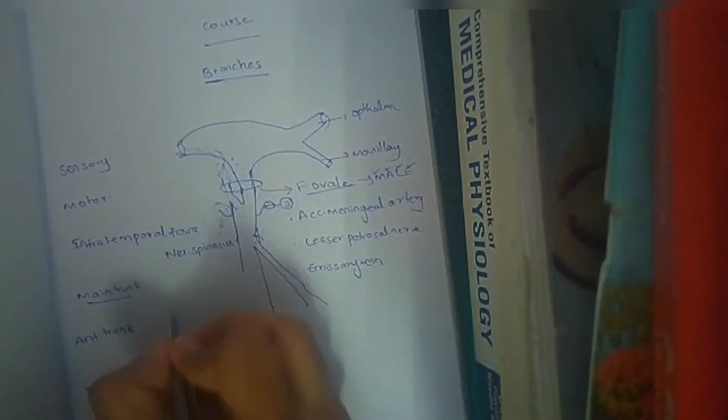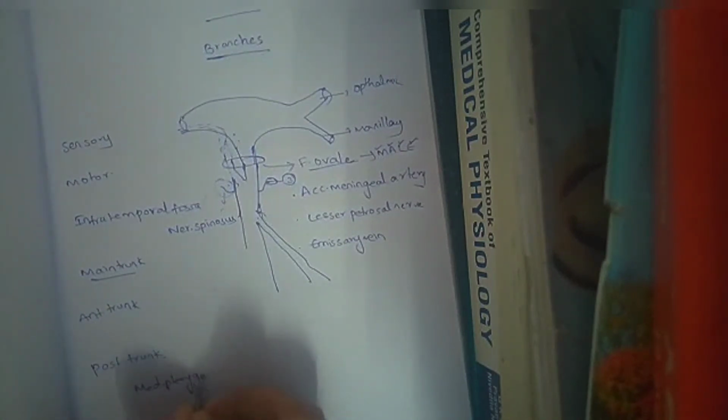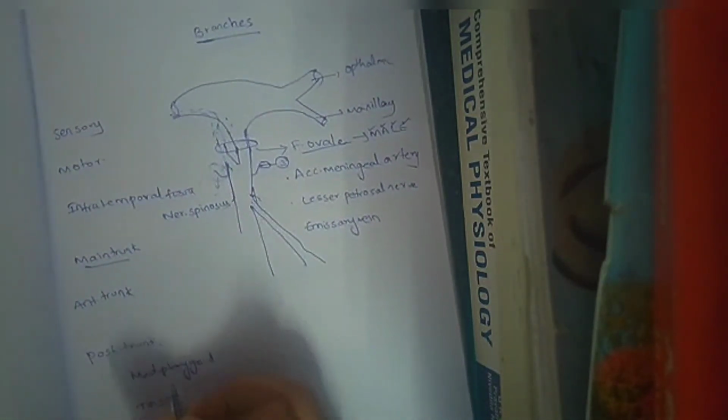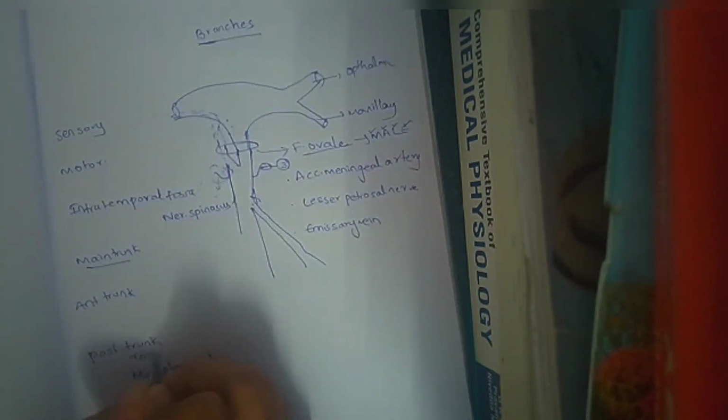These are medial pterygoid, tensor tympani, and tensor veli palatini.